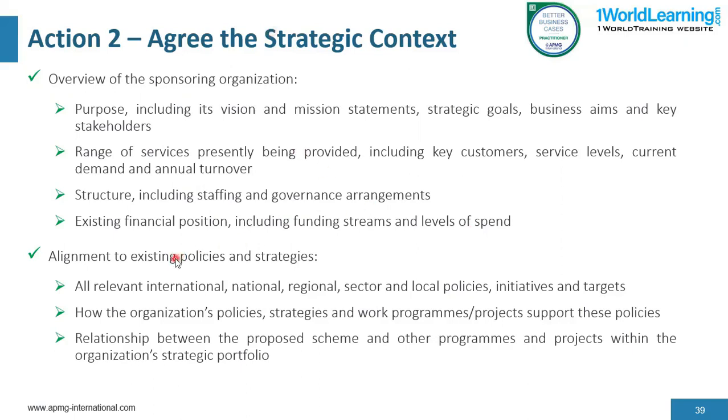And also alignment with existing policies and strategies. All relevant international, national, regional, sector, and local policies, initiatives, and targets would be articulated over here. How the organization's policies, strategies, and work programs and projects support these policies. And what's the relationship between the proposed scheme and the other programs and projects within the organization's strategic portfolio. It's good to give a context of the project or the program within the larger portfolio of investments. So those are some key aspects of thinking in action number 2.